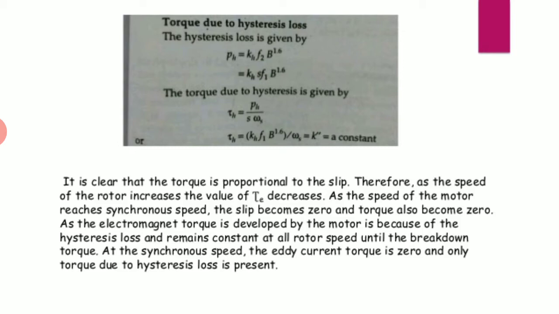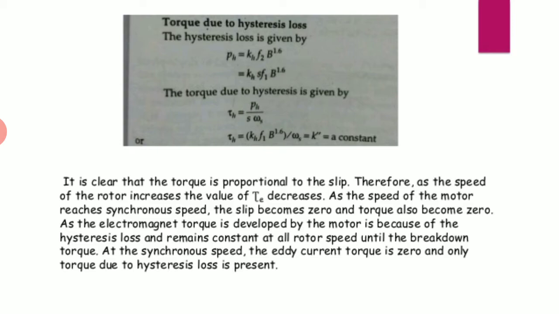As the speed of the motor is the synchronous speed, we can consider that the slip becomes zero and the torque also becomes zero, as the electromagnetic torque developed by the motor is because of hysteresis loss and remains constant at all speeds until the breakdown torque. At the synchronous speed, eddy current torque is zero and only torque due to the hysteresis loss is present.